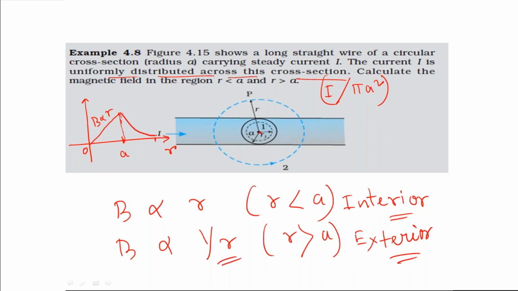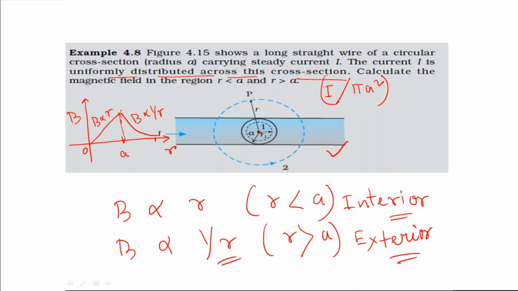Okay, it will be like this. So B is inversely proportional to R. It will fall off. So this is how you have to draw the magnetic field for this wire. It is already solved in your book. You can read again and then try to understand.